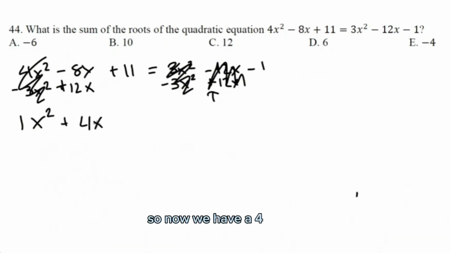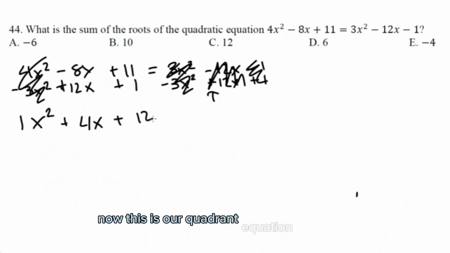So now we have a 4x here. Then finally, we have negative 1. We have to add 1 to cancel it out. This cancels out, and we just add 1 here as well. So this becomes 12. Now, this is our quadratic equation simplified.